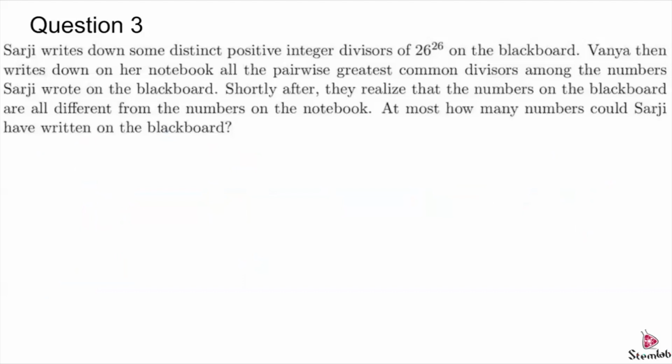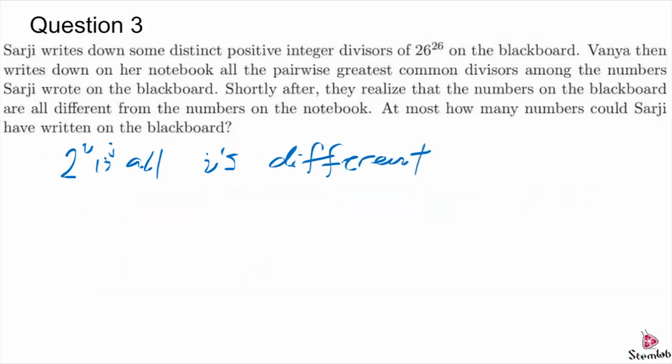So with 2^i times 13^j, all i's are different, and all j's are different. You cannot have repeated i's or j's.